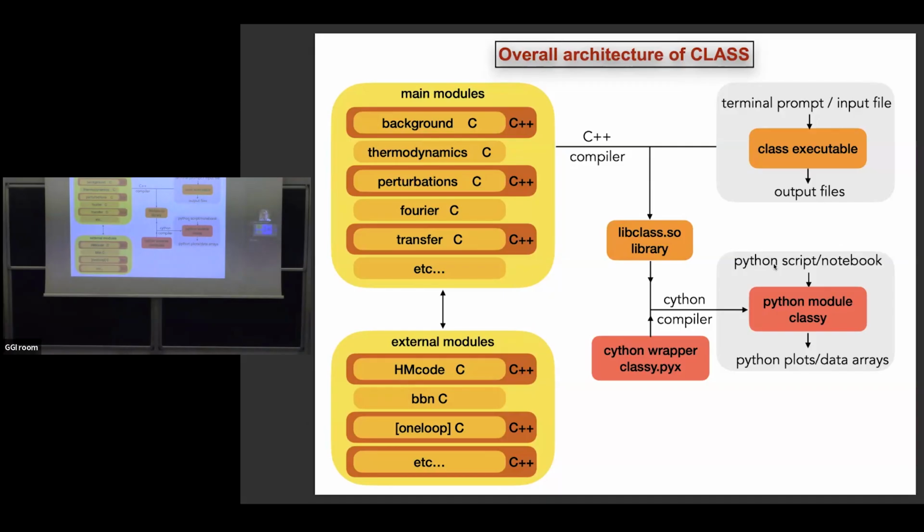This compiler will just read the library. It will not look directly at these files. And it will also read something called classy.pyx, which is the Python wrapper, the things that we wrote and that you may want to modify yourself. And in this classy.pyx, there are calls to the C functions, which are identified from the library. The Cython compiler puts everything together and produces a Python module, which is just called classy.